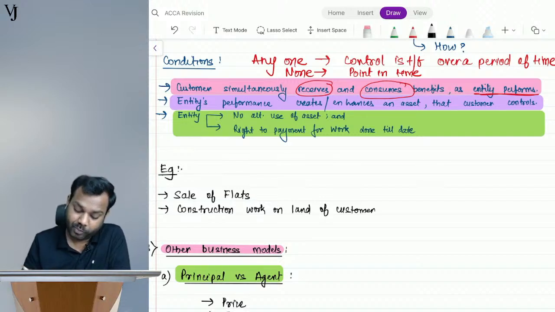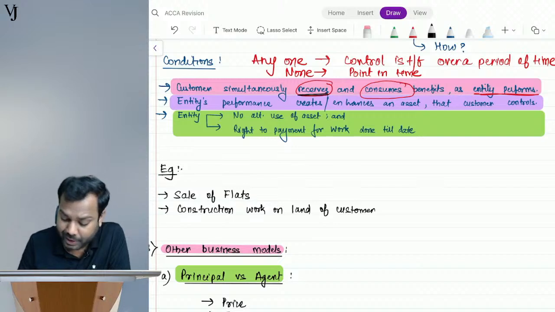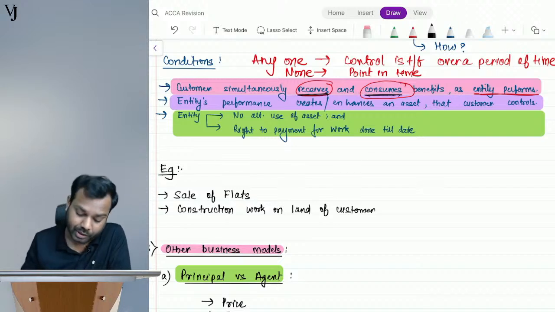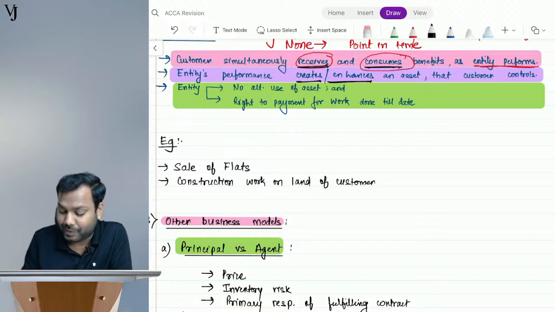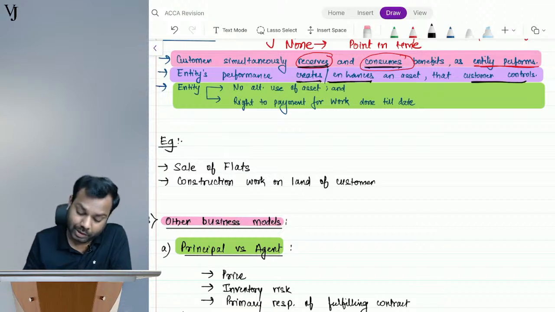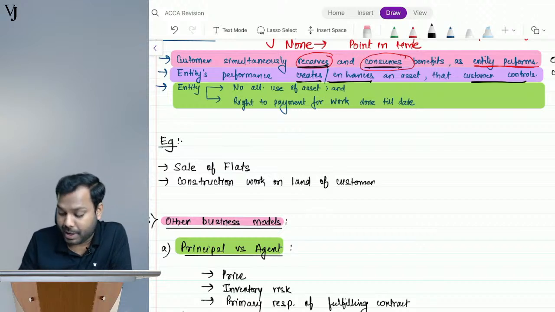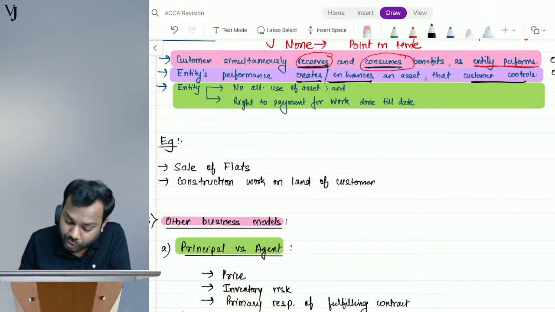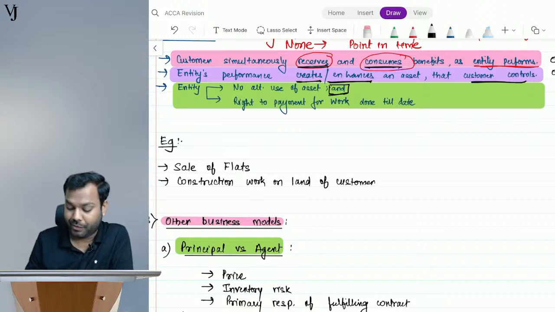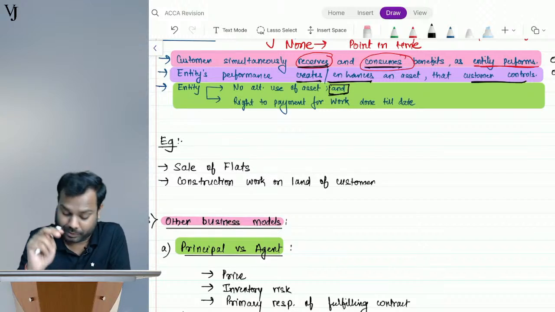Understand, guys? The customer simultaneously receives and consumes the benefit as the entity performs. The entity's performance creates or enhances an asset that the customer controls. Third one, here I am writing "or." Now, no alternative use of asset. I have written "and" here, meaning thereby this is one condition itself. One condition, two parts.